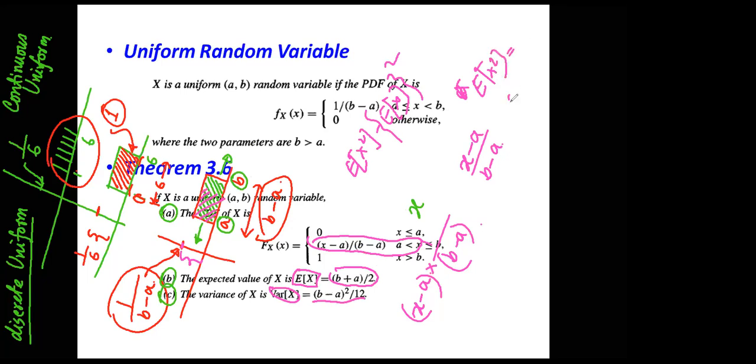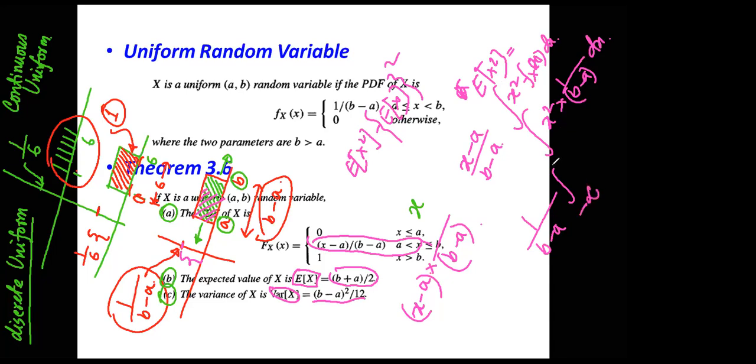And that is what? Integration of X square into f of x. X square into f of x means X square into 1 by B minus A, integration dx. Then the 1 by B minus A will come in front, and then integration from minus infinity to what?